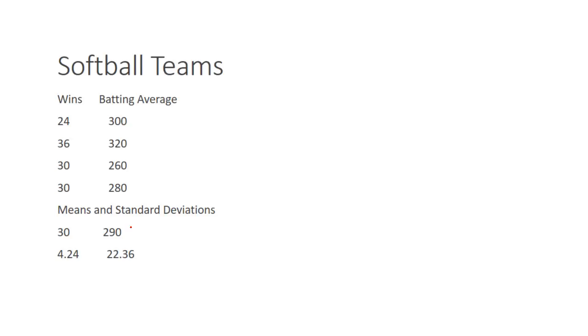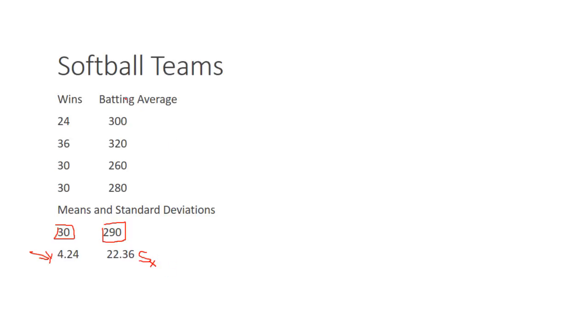And in fact, if we did this again and we put their pitching statistics in, pitching statistics are a much better predictor of winning than batting average. But let's do this anyhow. So the mean number of wins of these teams is 30 wins. Their mean batting average is .290. And then we have the standard deviation of y, and this is the standard deviation of x.